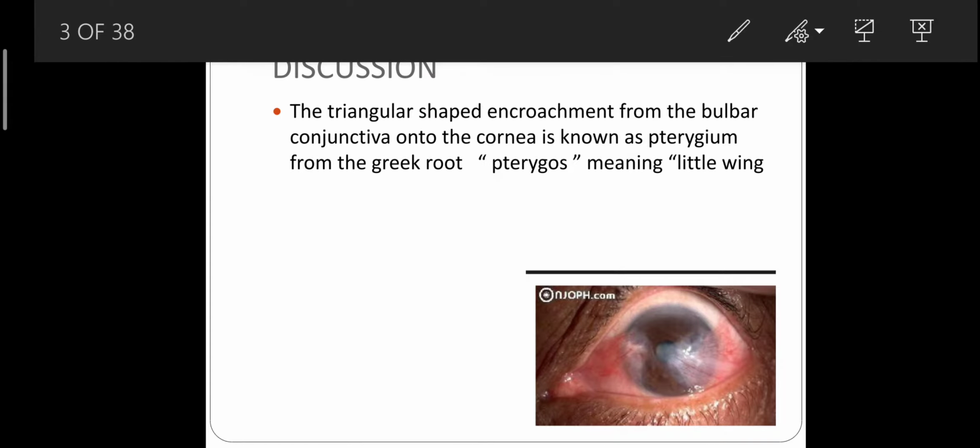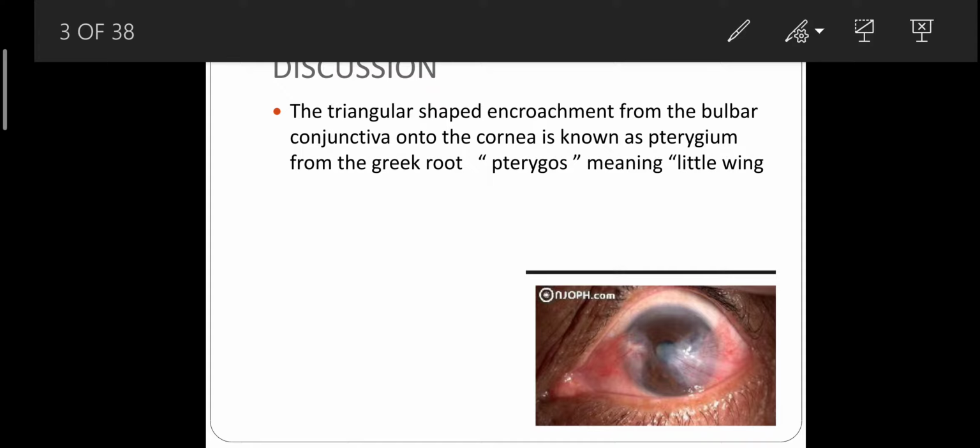So coming to the discussion regarding pterygium. What is pterygium? As you all know, pterygium is a triangular or wing-shaped encroachment from the bulbar conjunctiva onto the cornea. In this picture, you can see both nasal as well as temporal pterygium. This is also called double pterygium. This is also a most commonly asked question. What is double pterygium? If the pterygium is present on both the nasal and temporal side, it is called double pterygium.